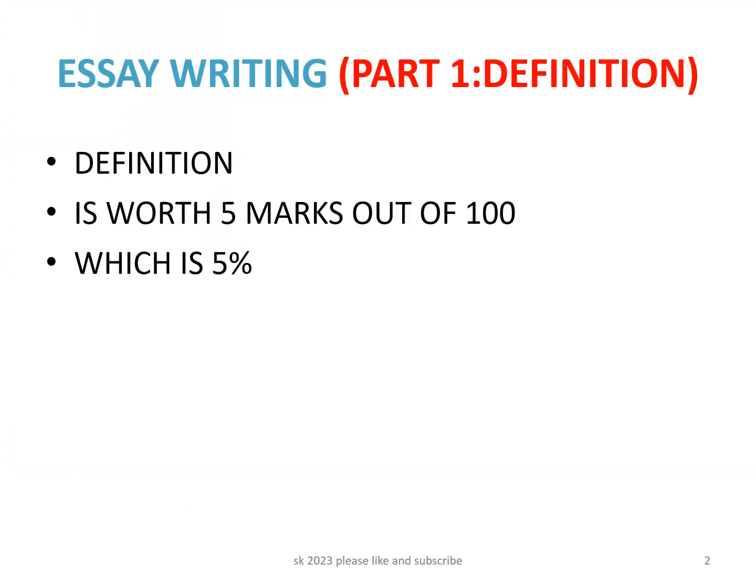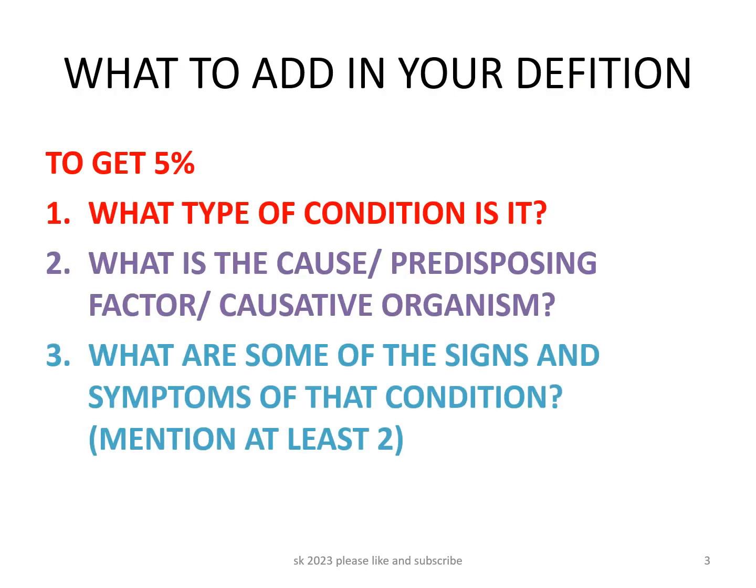So today we're going to start with definition. We know that our definition for any course is worth 5%, at least that is the minimum. Okay, so definition is worth 5%, that is out of 100 marks. Now, how do we get our definition? How do we get our 5% out of the definition?